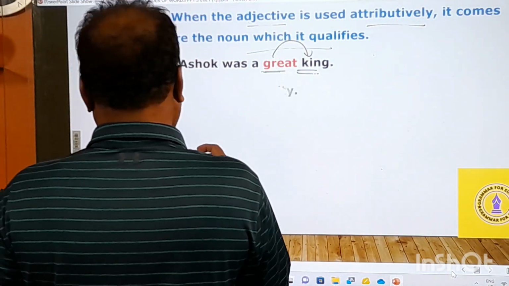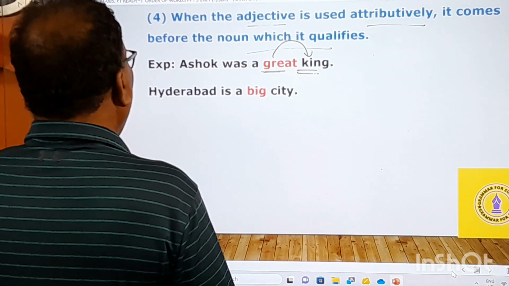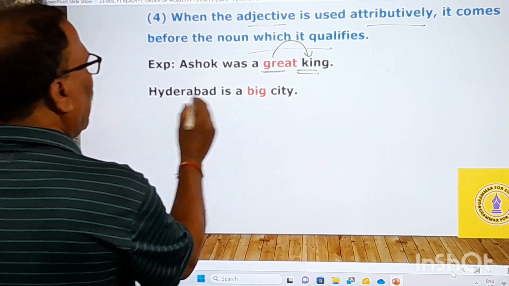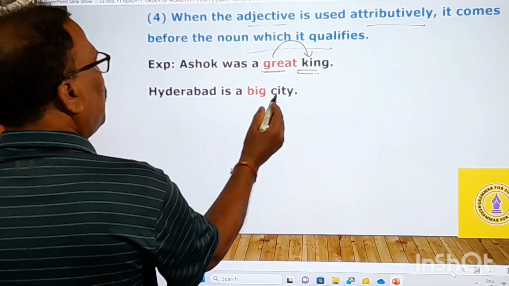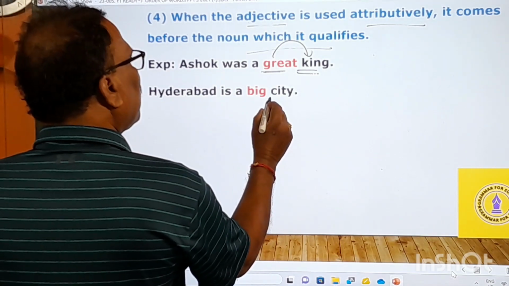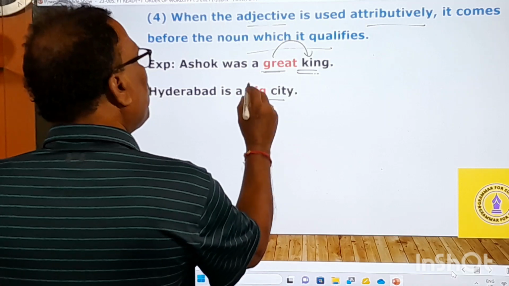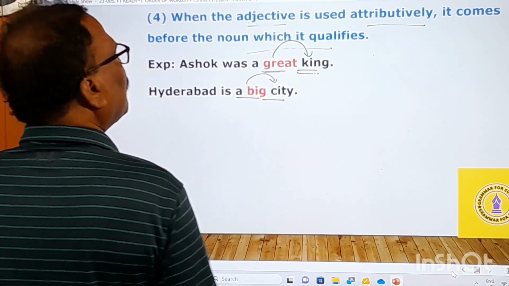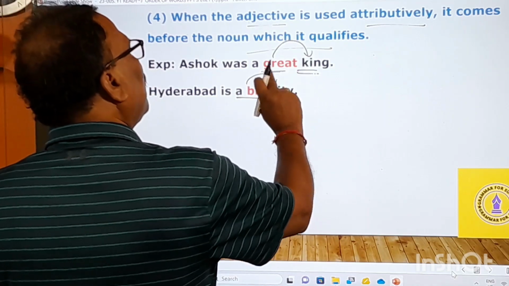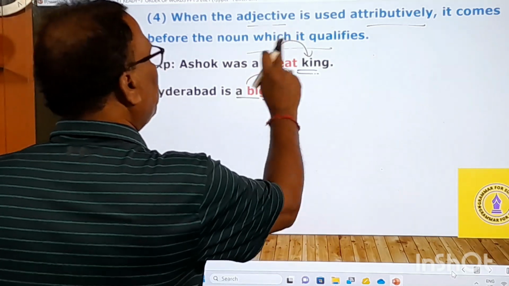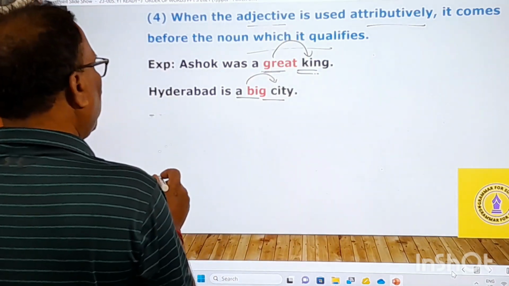Take another example. Hyderabad is a big city. What kind of city? Big city. What kind of king? Great king. What kind of city? Big city. Okay, you see that.